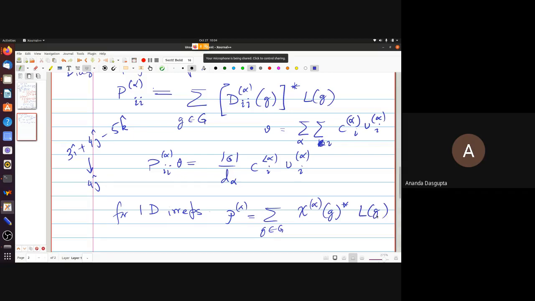So for 1D irreps, it's even simpler. You just take the group action, the operator which tells you what the group element does, multiply it by the character for that group element, and add up over all group elements. You're done. Okay? And that resulting operator will project every vector onto that particular 1D subspace.